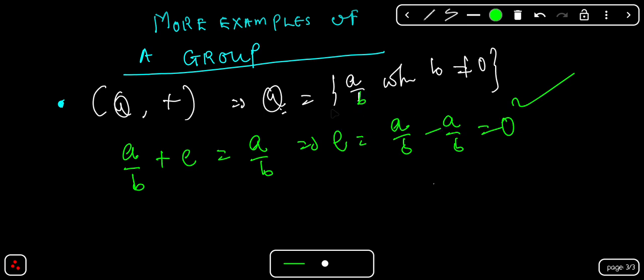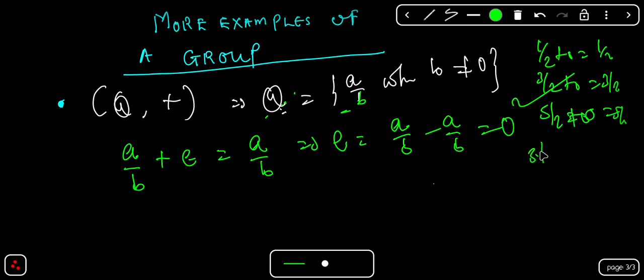That is, if you take any rational number from Q and add it to 0, you must get that rational number. That is 1 over 2 plus 0 will give us 1 over 2. 3 over 2 plus 0 will give us 3 over 2. 5 over 2 plus 0 will give us 5 over 2. 3 over 3 plus 0 will give us 3 over 3, which is 1. So if you take any number in the set of rational numbers and add 0 to it, it gives us that same number. So the identity element is 0.